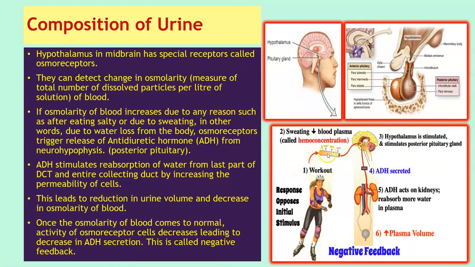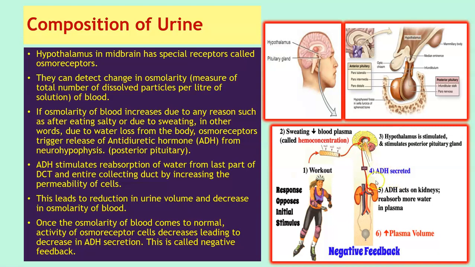See here. This is an individual person where the response is initiated. How is this response initiated? That is by sweating. Because of a workout, there is hemoconcentration, that is, in other words, the osmolarity of the blood has increased. This sends a signal to the hypothalamus, which stimulates the posterior pituitary gland to release or secrete the ADH, antidiuretic hormone.